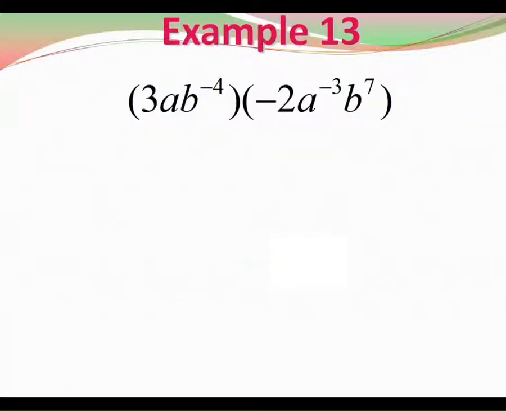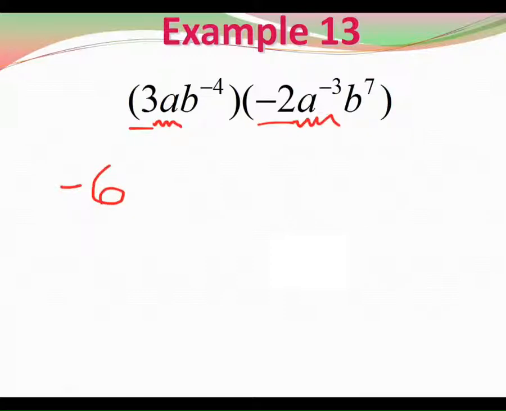Now this is putting it all together. I want to simplify these two monomials being multiplied together. So I'll give you a minute to try that. All right. So we have no outside exponents, so we can just start multiplying because this is all one multiplication problem. We can multiply the coefficients together. That gives us negative 6.